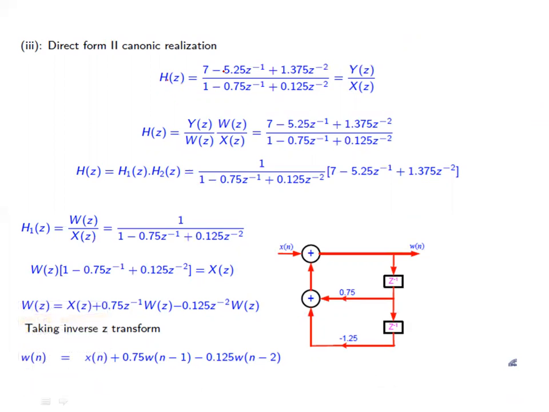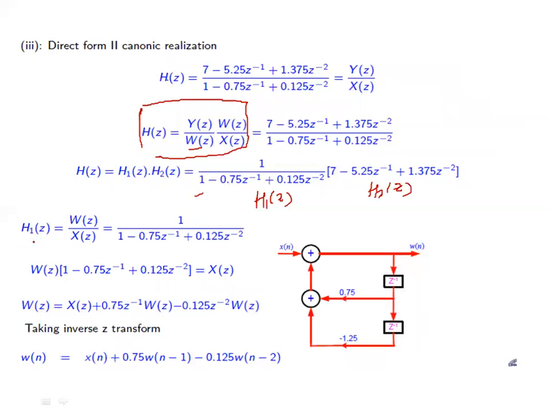H of z equals, the same equation, same process we are following. The way we have derived the equation, that way we are writing this like y of z by w of z, w of z by x of z, and h of z equals h1 of z into h2 of z. That is just a product of two system functions. So we are writing it as 1 divided by 1 minus 0.75 z inverse. This is the first part, which we are calling h1 of z, and this is h2 of z.